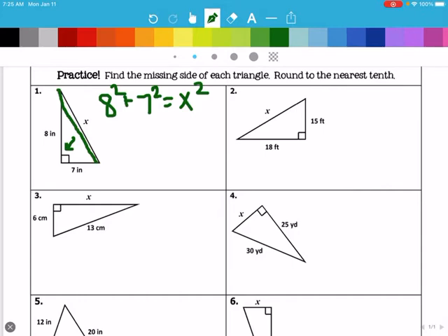And we're just going to go down and do some PEMDAS. So get rid of our exponents. 8 times 8 is 64, plus 7 times 7, which is 49, and x squared will stay x squared. Then we're going to add 64 and 49. We should get 113.